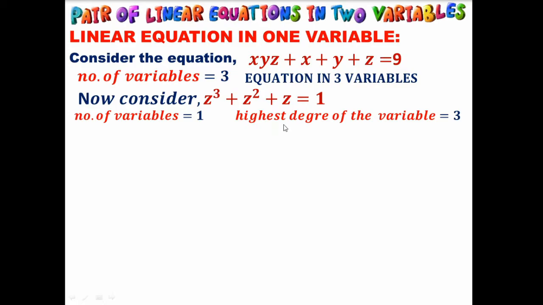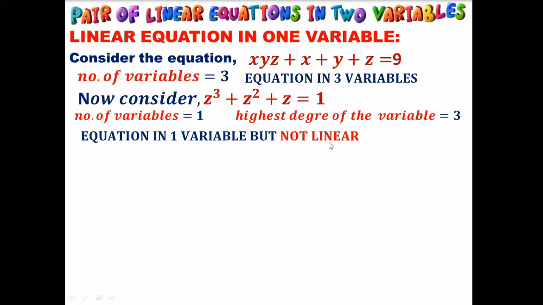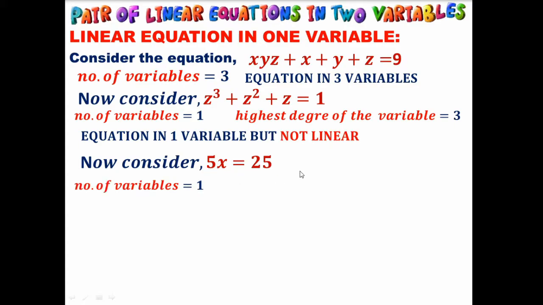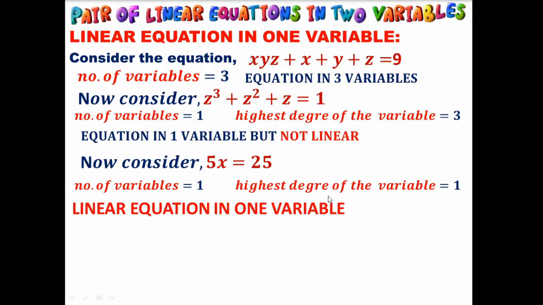For a linear equation the degree should be 1. We have already learnt in polynomials, linear means the degree should be 1. So though it's an equation in one variable, it's not a linear equation. Now consider 5x equals 25. Clearly here the number of variables is 1, namely x, and the power of x here is 1. Therefore this is a linear equation in one variable.